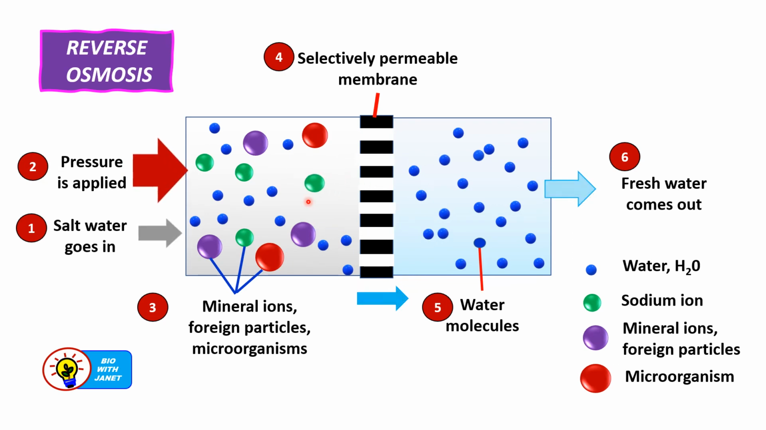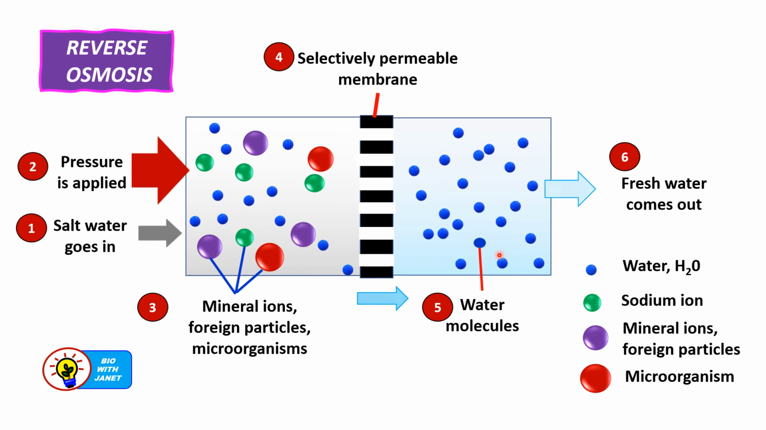Okay, water can pass through. Water molecules can pass through. Bigger molecules that are bigger than water molecules cannot pass through the semi-permeable membrane, and neither can microorganisms, which are bigger in size, right? So in this way, only the water molecules can cross over to this section of the container, and so this fresh water will be produced.